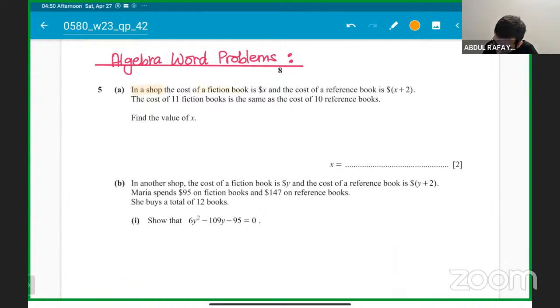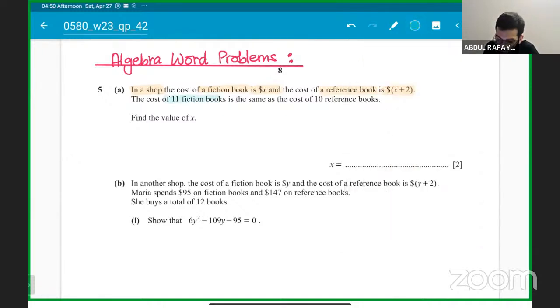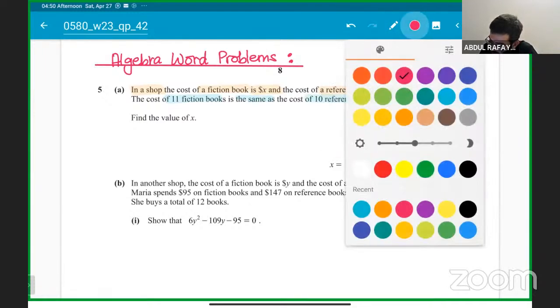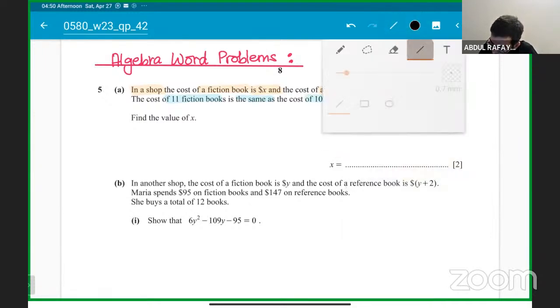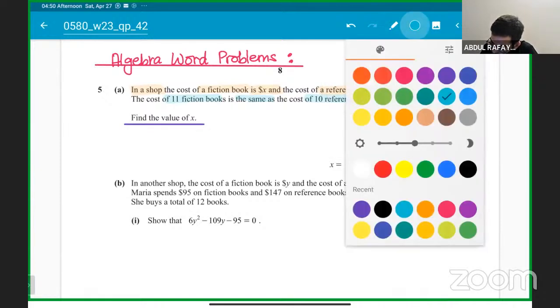In a shop, the cost of a fiction book is X dollars and the cost of a reference book is X plus $2. So there is no need to make an equation as well. Already they have given. So it's a practical life word problem. The cost of 11 fiction books is equal to the cost of 10 reference books. So it's very simple. We have to find the value of X very quickly. Let's do this, sir. Find the value of X.